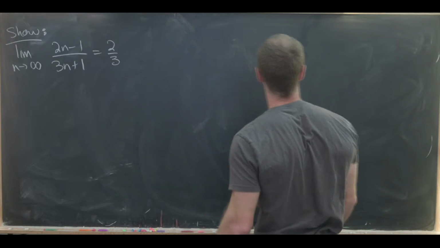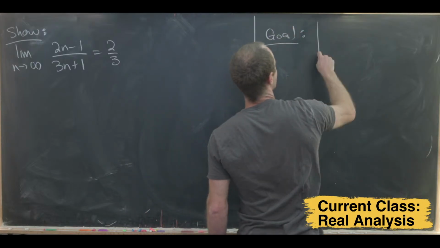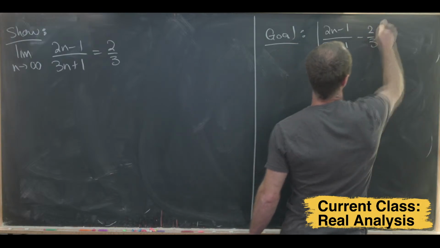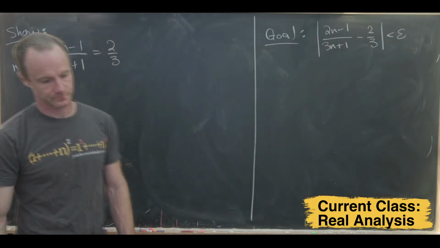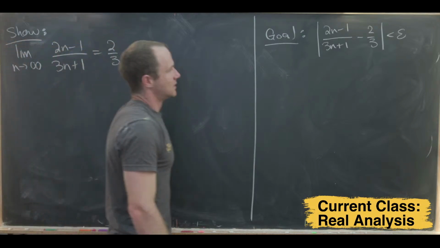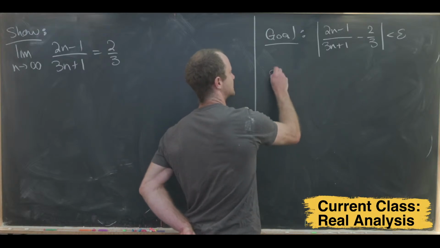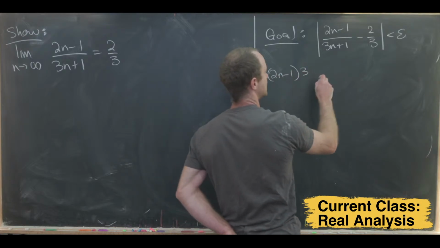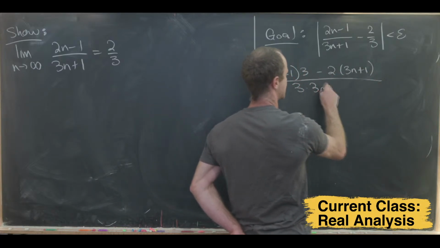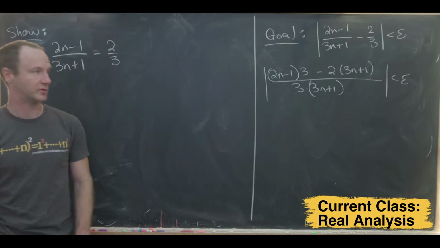Okay, so let's see. Our goal is for the absolute value of 2n minus 1 over 3n plus 1 minus 2 over 3 to be less than epsilon. Right, and what we want is n to be large enough for that to occur. So how would we do this? Well, probably we want to find a common denominator to put those together. So this is going to be the absolute value of 2n minus 1 times 3 minus 2 times 3n plus 1 all over 3 times 3n plus 1, less than epsilon. So I just found a common denominator there, no big deal.